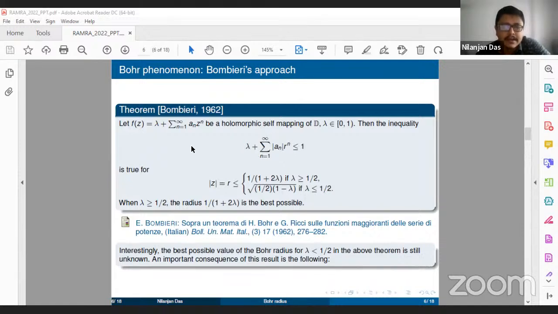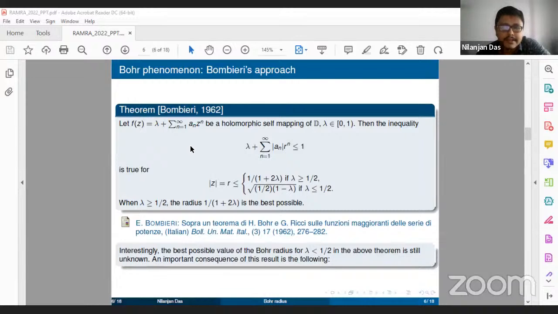This one is going to be satisfied for |z| less or equal to 1 divided by 1 plus 2 lambda, while lambda is bigger or equal to half, and otherwise it is satisfied for |z| less or equal to square root of (1 minus lambda) by 2. And again, by considering these automorphisms, one can see that for lambda bigger than half, this radius 1 divided by 1 plus 2 lambda is the best possible.